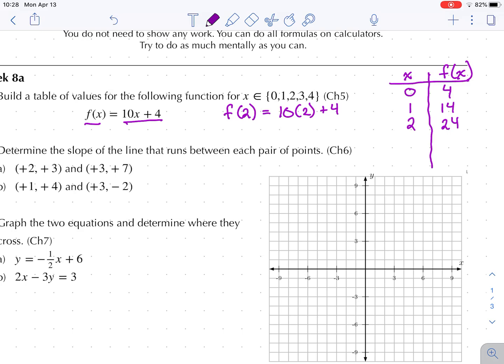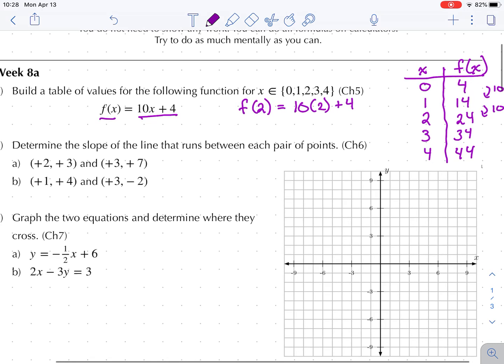By now you should pick up the pattern in the table, and you should be able to do 3 and 4 without any problems. 3 will be 34, 10 times 3 is 30, plus 4. 4 times 10 is 40, plus 4 is 44. You'll notice that it goes up 10 each time. So there's the table of values for our function.